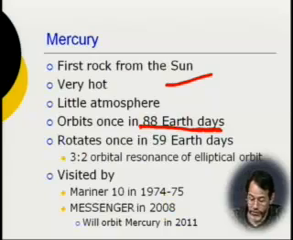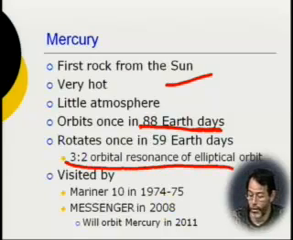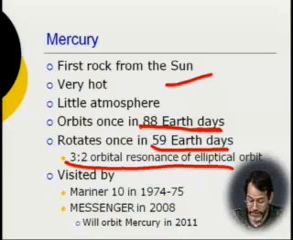But now we know that there's a 3-to-2 orbital resonance, not a 1-to-1 like our moon. And so Mercury rotates in 59 days and orbits in 88 days.